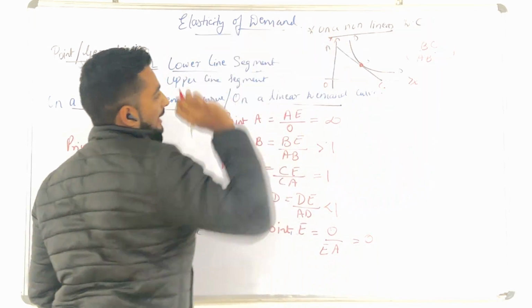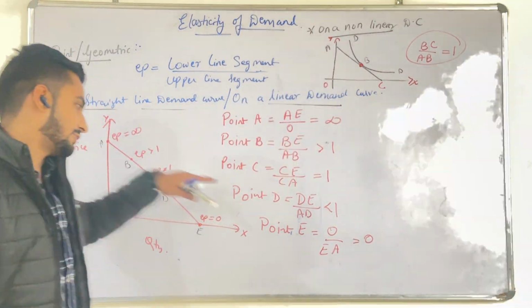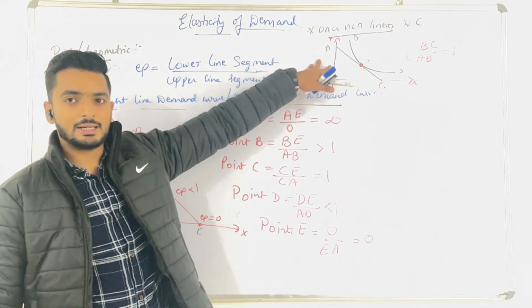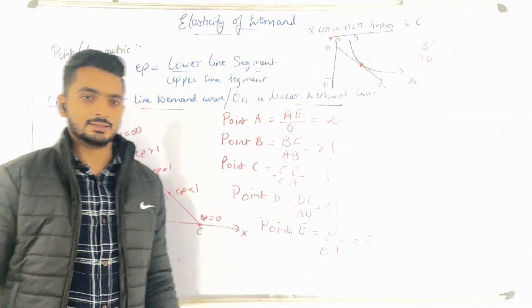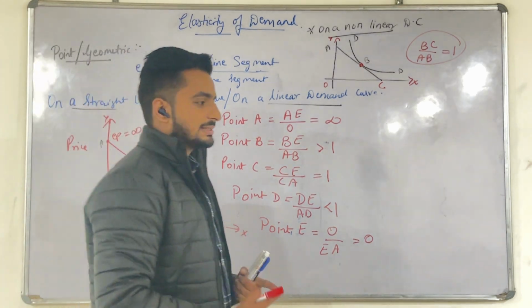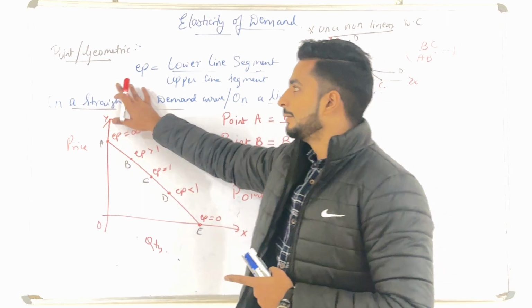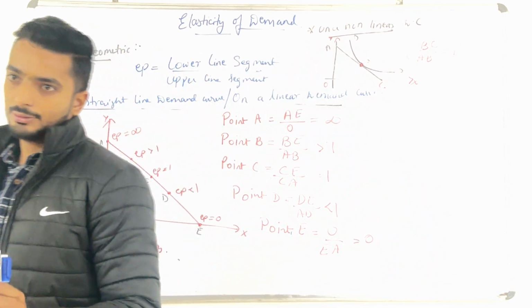So in the non-linear case, you just have to draw a demand curve which is not a straight line. This is a straight line demand curve, but this is not a straight line. That is a non-linear case. This is a linear demand curve. So there are three methods of calculating price elasticity: the percentage method, the total expenditure method, and the point or geometric method. Understood?